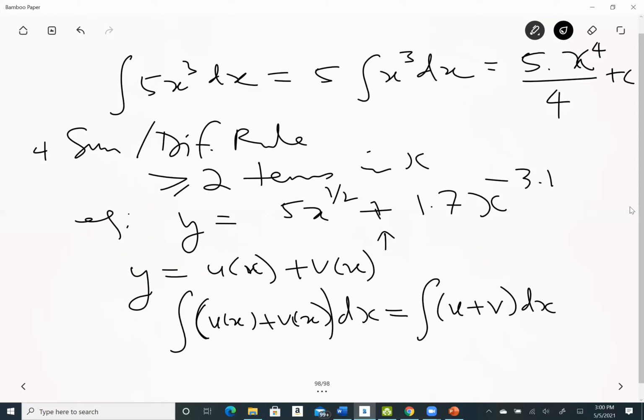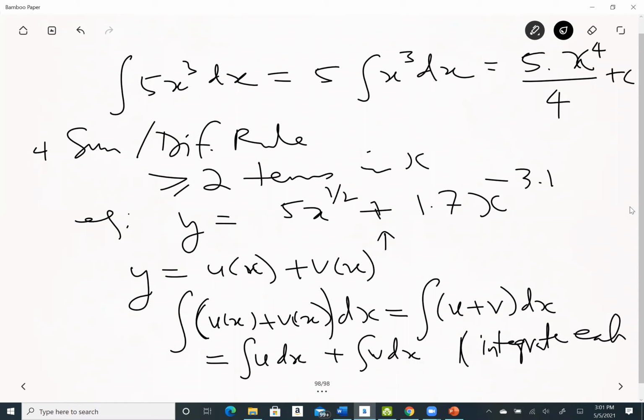And now, how do we integrate? We just integrate individual terms. So that will be the integral of u dx plus the integral of v dx. Integrate each term, and then of course add, because it is the sum rule. Just like the derivative, the similarities are there. Derivative also has the sum rule and difference rule. That means we just differentiate each term. So similarly here, we integrate each term.